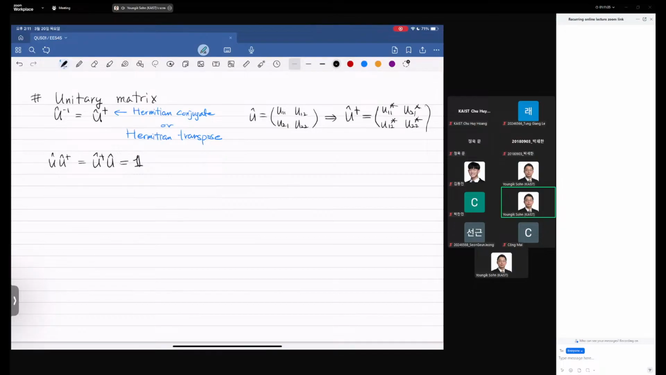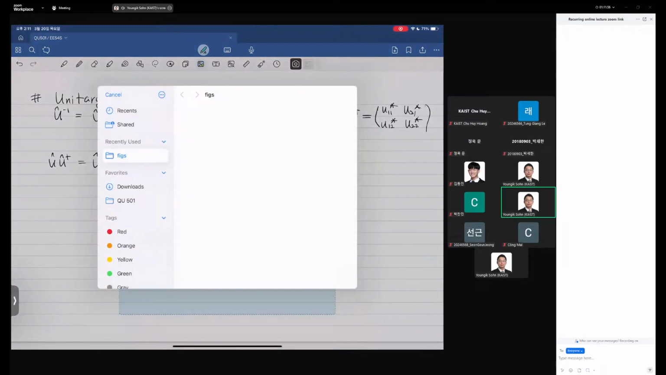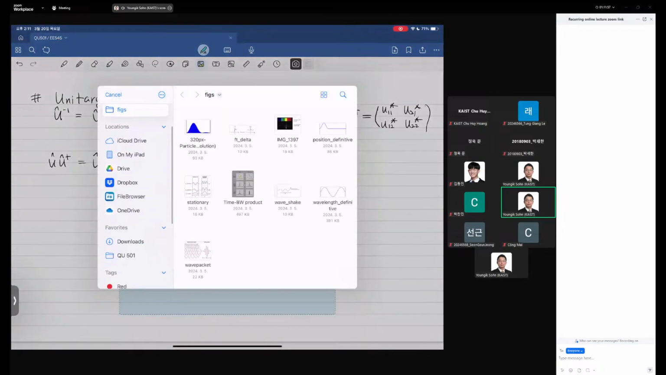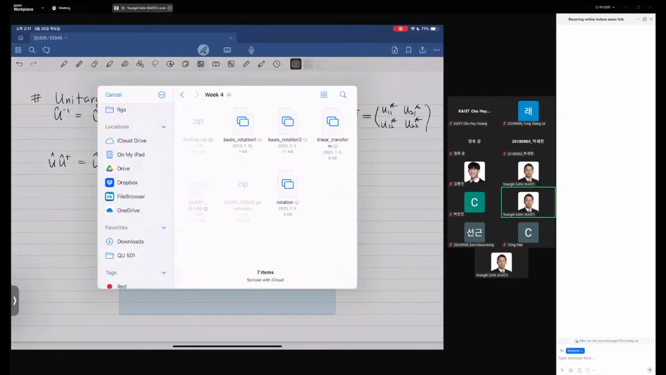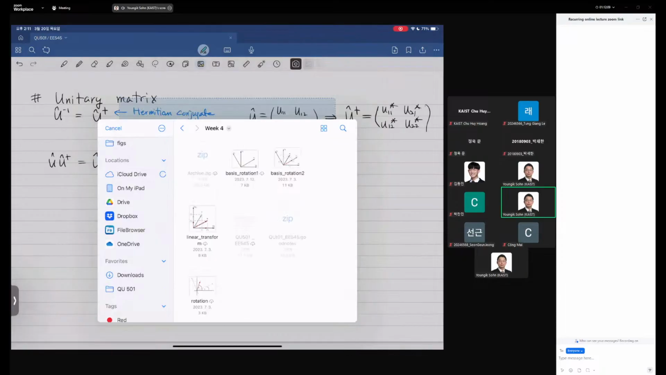And then let me see. So, unitary matrix, right? Do we have time? Yeah, a unitary matrix has two usages, okay? Two different concepts. They are both important. Okay, the first one is this example.